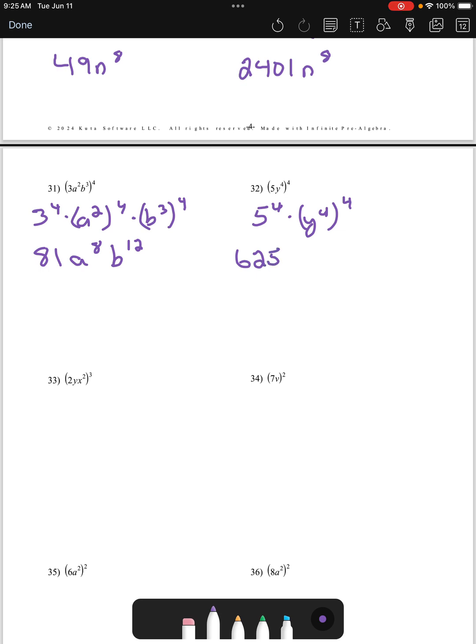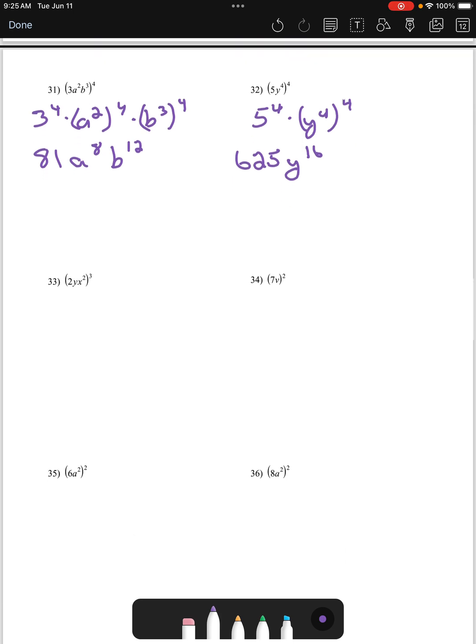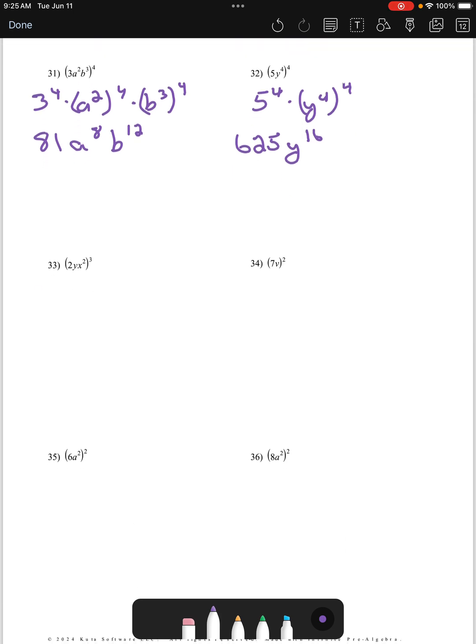In 32, we're going to have 5 to the fourth times y to the fourth to the fourth. From above, 5 to the fourth is 625. Y to the fourth to the fourth, 4 times 4 gives us y to the 16th.